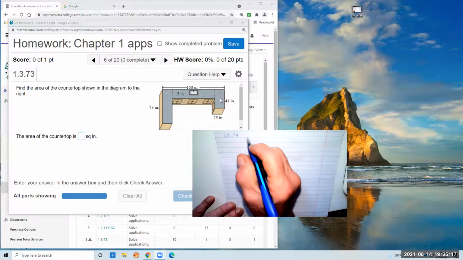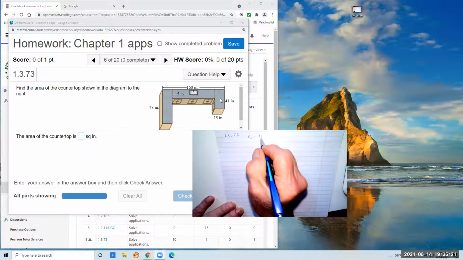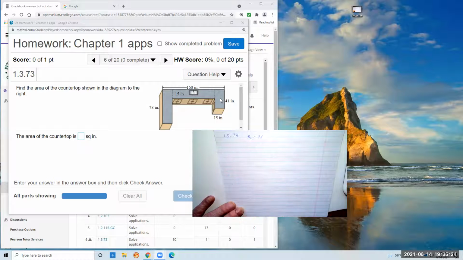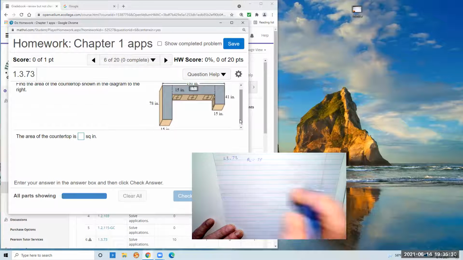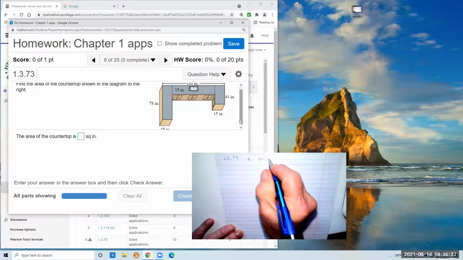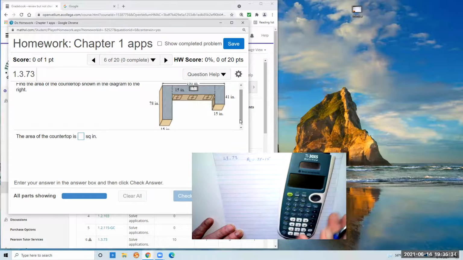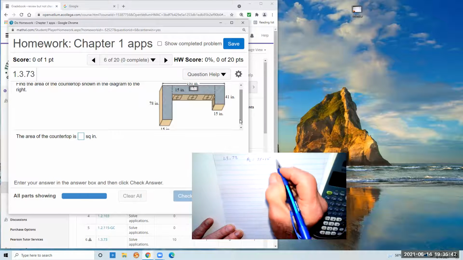The one on the left has an area of length 78 times 15. And that calculation: 78 times 15 is 1170.